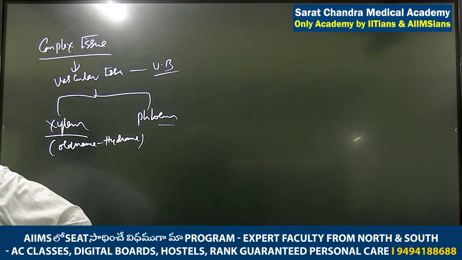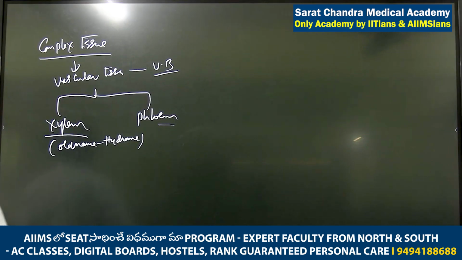What is another definition for xylem? A complex tissue composed of different kinds of dead cells. Xylem is commonly composed of dead cells, so a complex tissue composed of dead cells is nothing but xylem.